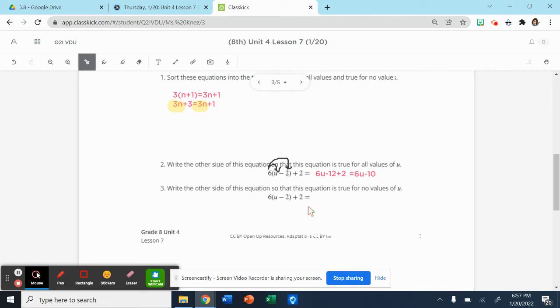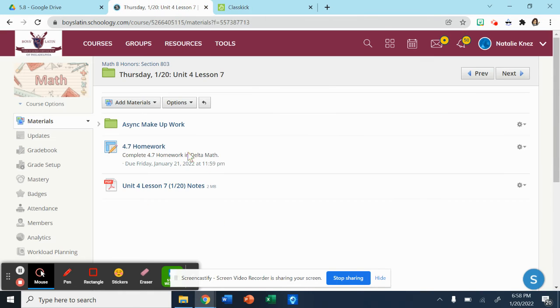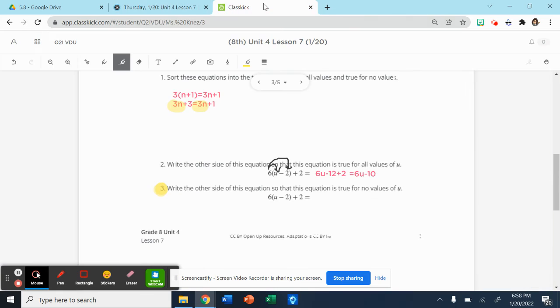In question 3, we want to write an equation that's true for no values of x. Go ahead and try question 3 on your own. Okay, you should have given question 3 a try. Again, you can take a look at our class notes to see some of the examples we had.